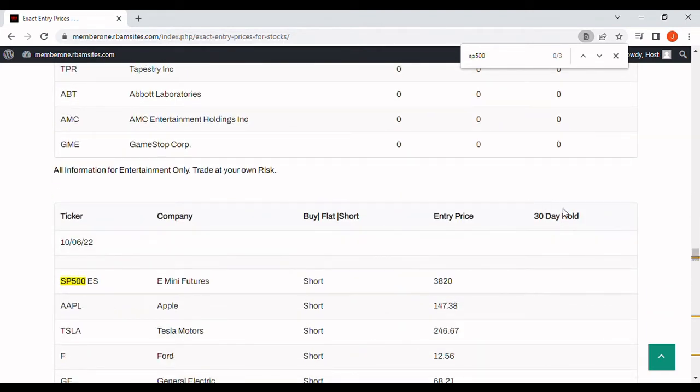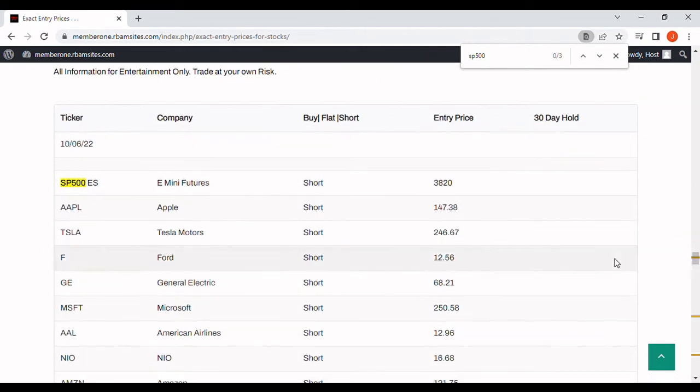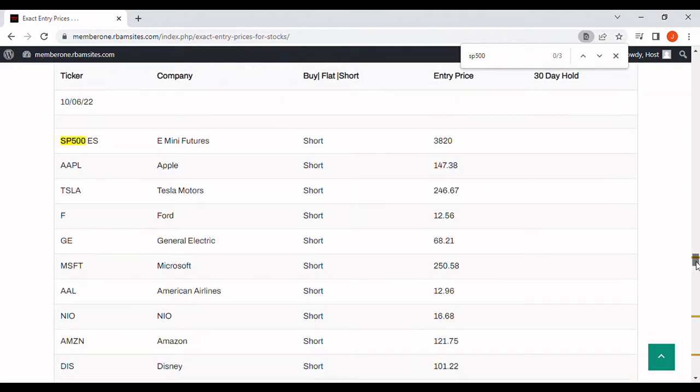This trend following algorithm is for a 30-day hold, and you'll notice unlike the one up here, which is just buys, this will give you a buy, flat, or short signal. Again, for the 6th of October, they come out every morning during the week, Monday through Friday. This particular algorithm gives you entry prices, buy, flat, or short, to hold for 30 days, at which time you close out at a loss, or you take your profits as soon as you get them. And we don't cover a whole lot of stocks on this trend following system.